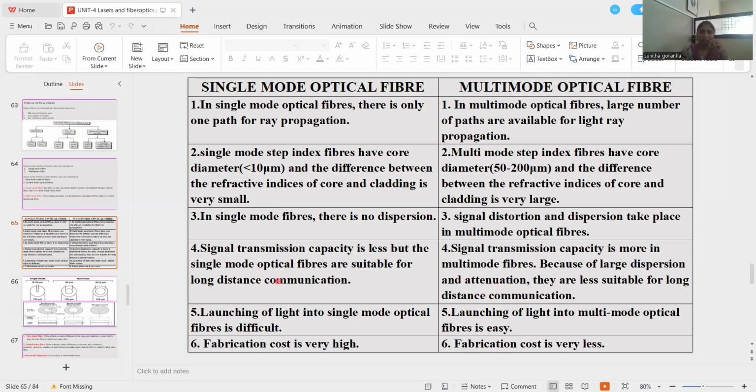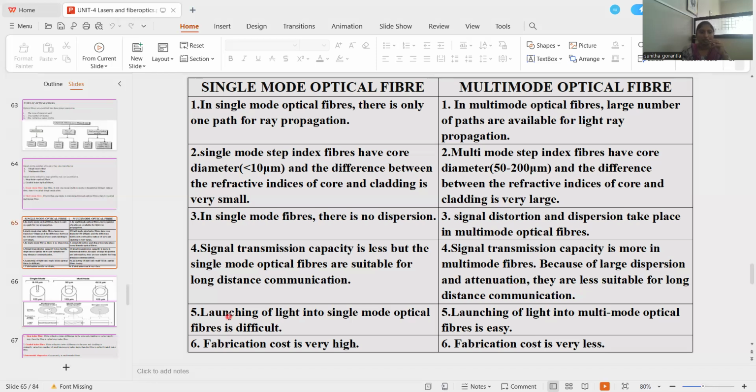For shorter distance communications, we use multimode optical fibers. For longer distance communication, we use single mode optical fibers. For longer distance communication, we do not use multimode optical fibers. These are less suitable for long distance communications.